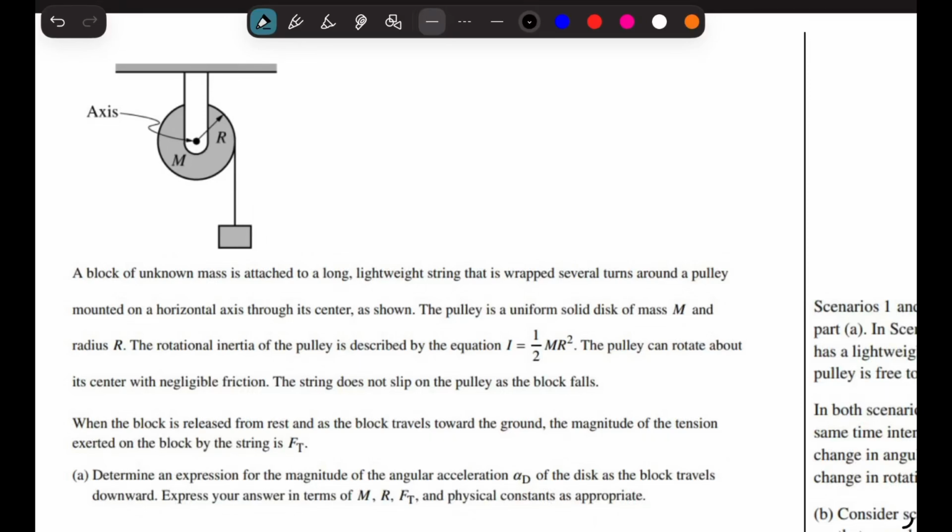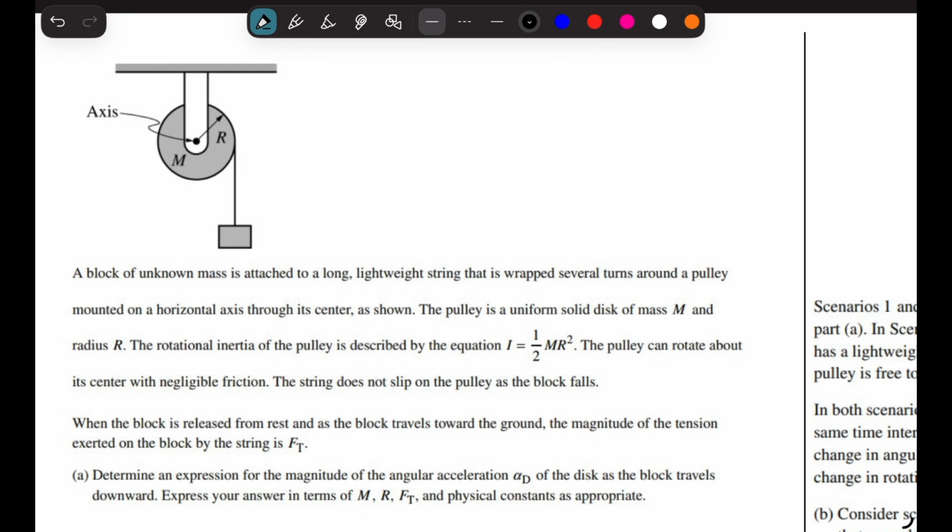In this video, we're going to be doing a rotational FRQ practice for AP Physics 1 Unit 5, rotations. A block of unknown mass is attached to a long, lightweight string that is wrapped several times around a pulley mounted on a horizontal axis through its center, as shown. The pulley is a uniform solid disk of mass m and radius r.